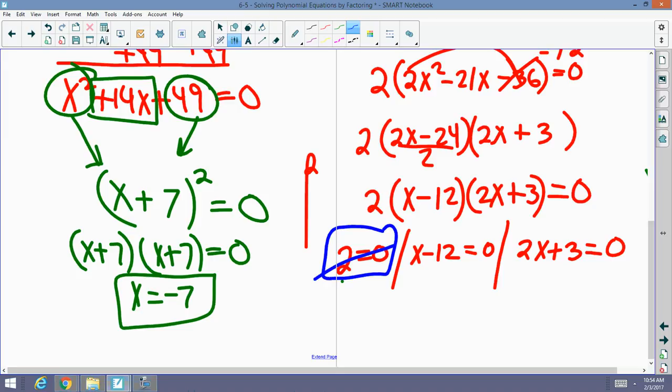What are my solutions here? 12 and negative 3/2. Does that make sense? Does that answer your question? Does that help you now with the GCF?